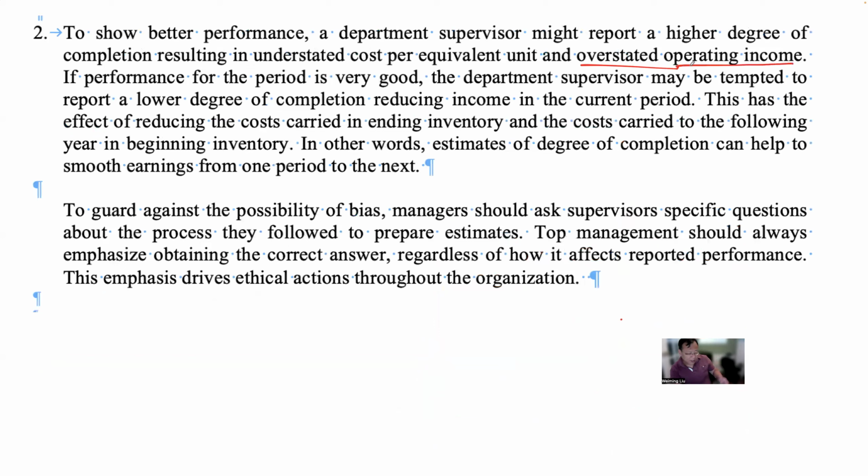The way I overstate my operating income as a manager: I want my income to look better, so I want my income number to be bigger. So I have to cut my cost. How can I cut my cost of goods sold? Well, cost of goods sold equals cost per unit times the number of units sold. The number of units sold cannot be changed. But if I'm able to lower the cost per unit, I will lower my total cost of goods sold and increase my income. How can I lower my cost per unit?